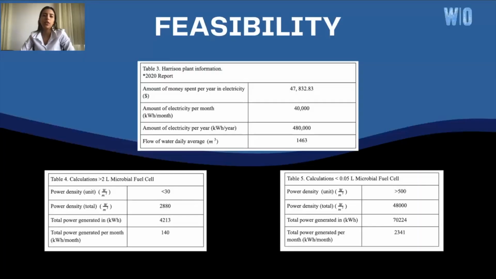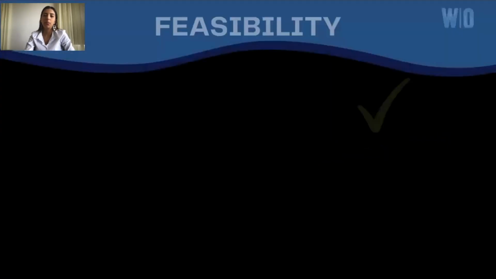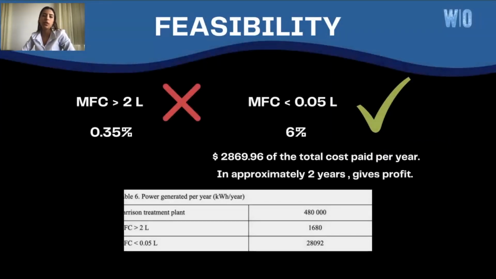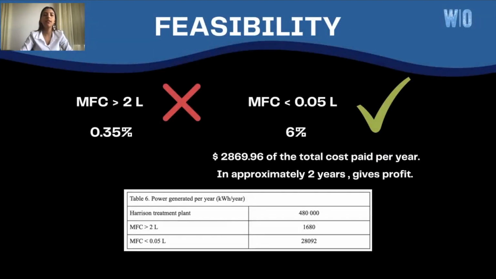Based on this, we calculated the feasibility. Knowing the amount of money that Harrison Treatment Plant pays per year on electricity, we calculated that if we put 96 microbial fuel cells with a capacity of less than 0.05 liters, it would save 6% of the total costs. And in approximately 2 years, it would give profit back to the plant.